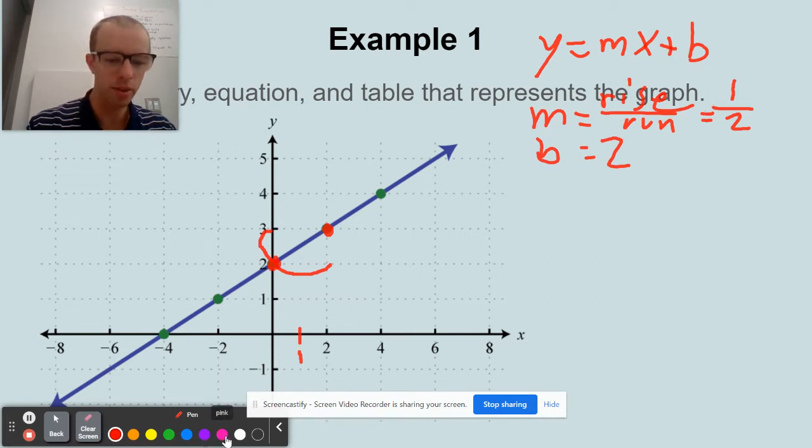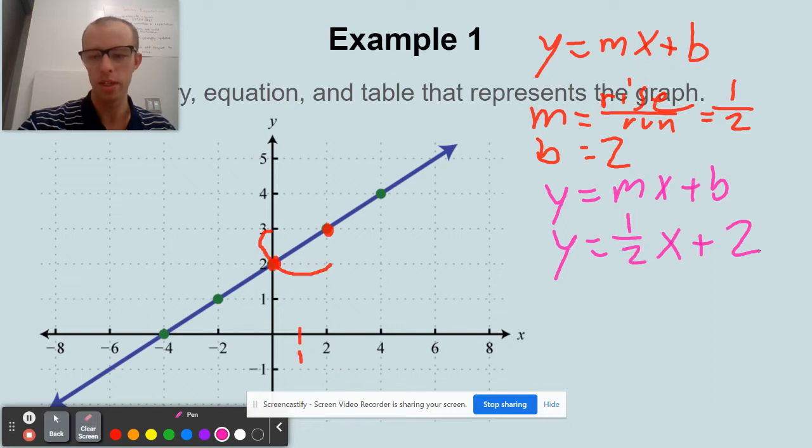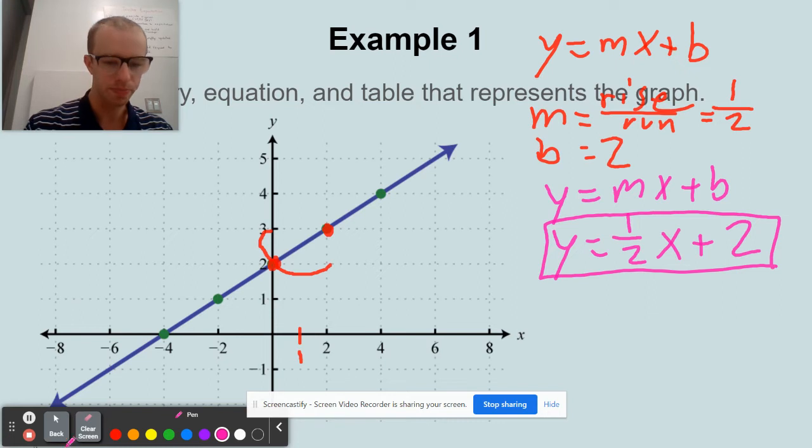So to put these into the equation now, I just have to plug in. I have y equals mx plus b, and where there's an m, I'm going to put 1/2 for the slope. And where there's the y-intercept b, I know it's 2. And so now I have this equation, y equals 1/2 x plus 2.